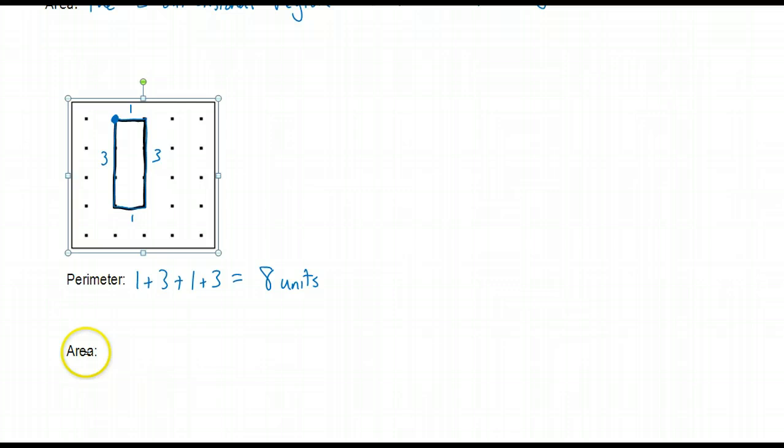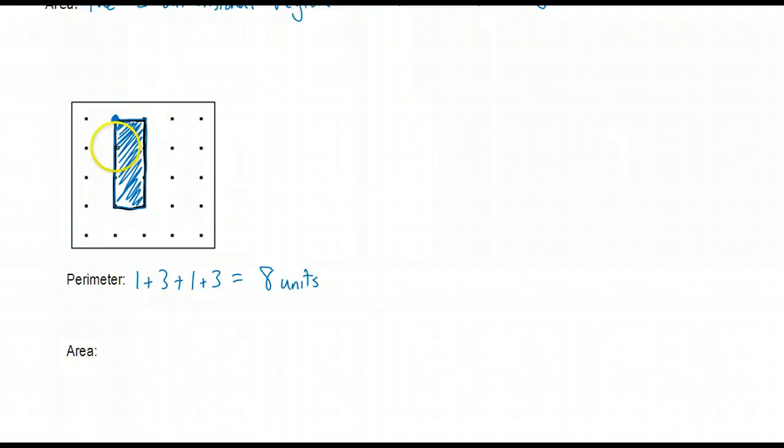The area is the two-dimensional region inside of this figure. I'm going to measure the area in square units. So how many squares fit inside this rectangle? Well, if I look, there's 1, 2, 3 squares. Or I can use the formula for the area of a rectangle, which is length times width. The length of this rectangle is 1, and the width is 3, so my area is 3 square units.